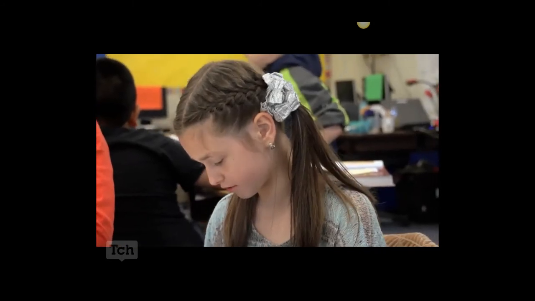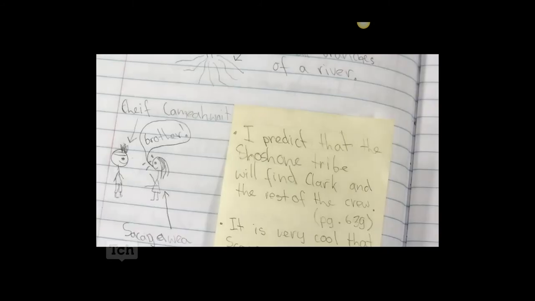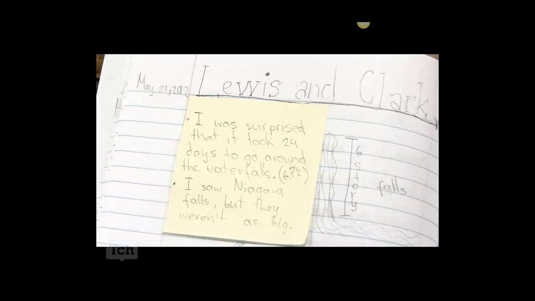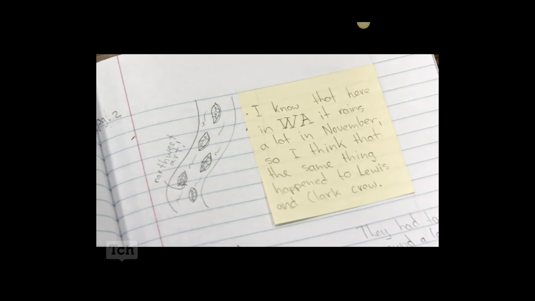On page 639, I predicted that the Shoshone tribe will try to find Clark and the rest of the crew, and my prediction became true. My favorite thing about the Post-its is that it honors their thinking, and it helps them to remember what it is that stood out to them.